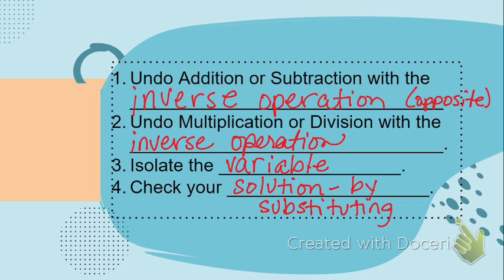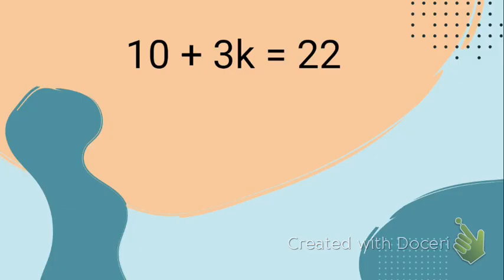All right, we check the solution by substituting, and I'll show you what that means. We're going to do those examples. So we're going to jump over here to our first practice problem, which says 10 plus 3k equals 22.